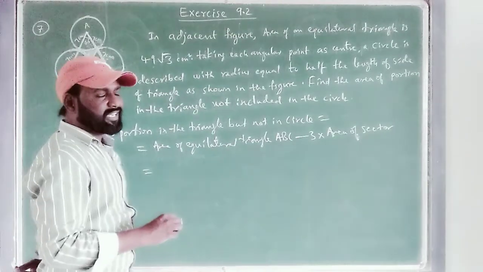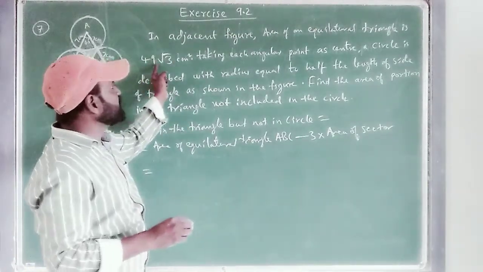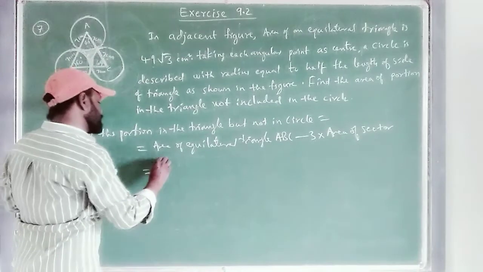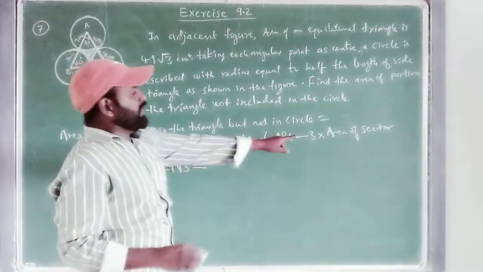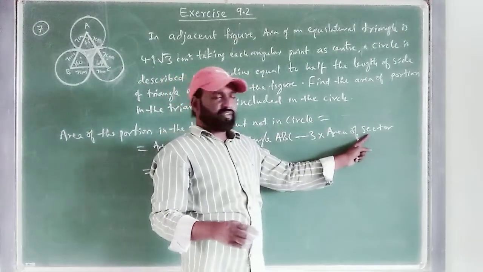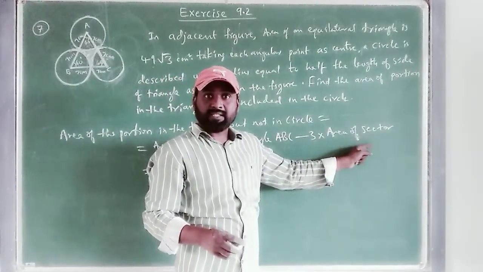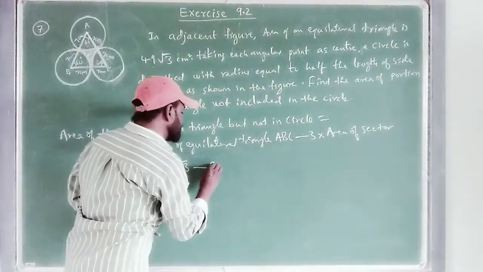Area of the equilateral triangle is given in the question itself: 49√3 centimeter square. So 49√3 minus the area of the sectors. We know the formula for the area of a sector. How many sectors are there? 3 sectors. So multiply with 3.